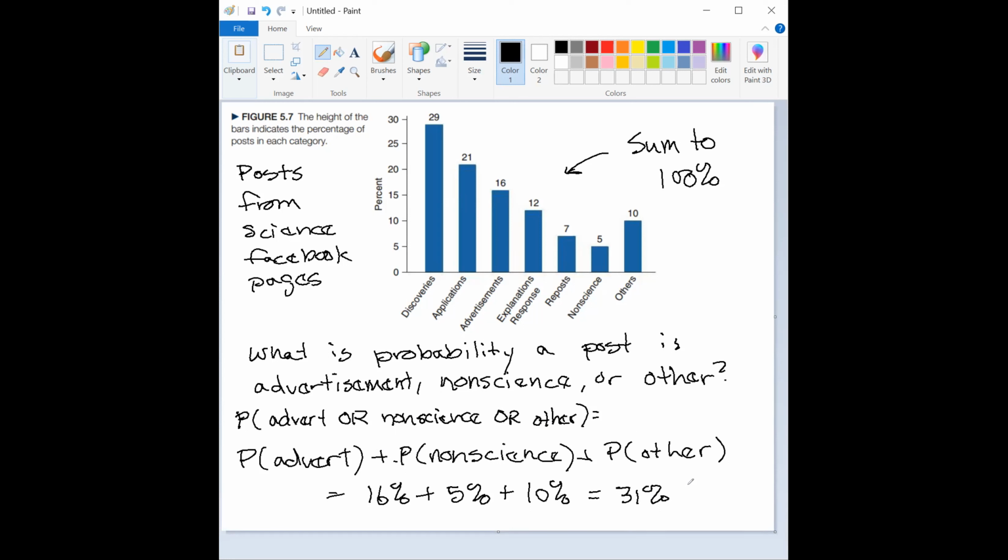So 31% of the posts were not really related to the topic of the Facebook page, which is science, right? An advertisement is really not related to, well, I guess it could be a science-related advertisement, but I think it's implied that they were just kind of spam advertisements. And so the idea here is we're identifying what is the percentage of posts on science-related pages that were not related to science. And it looks like it's almost a third, which is pretty high.